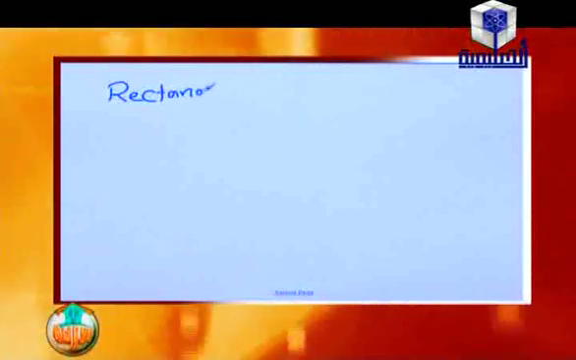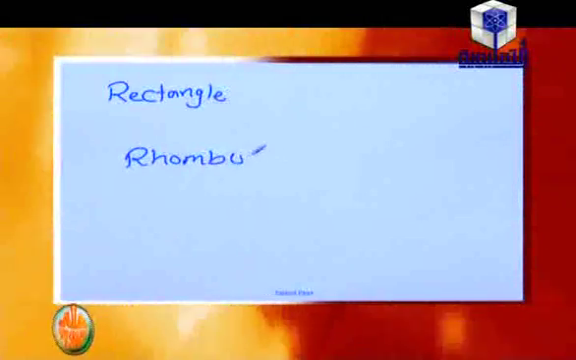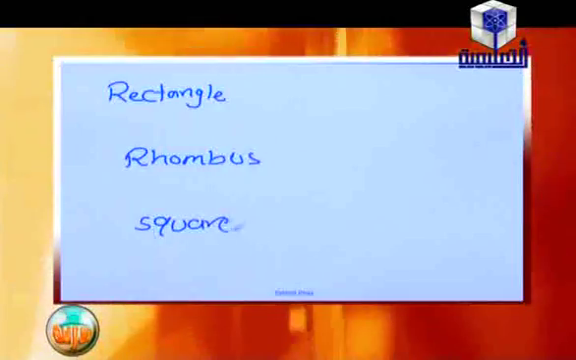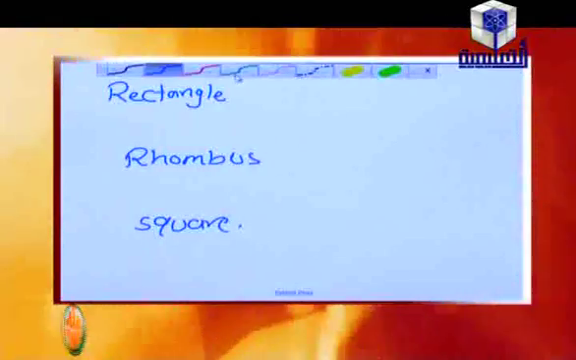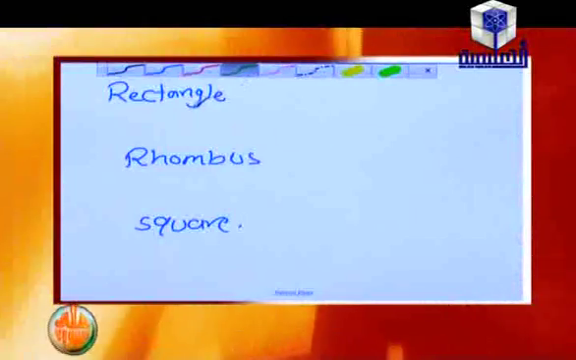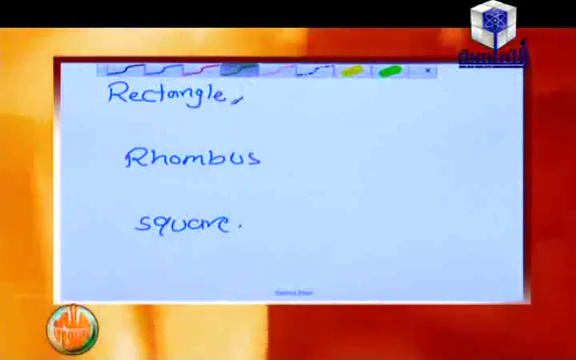We have three basic figures: rectangle, rhombus, and square. The first figure is the rectangle, the second is the rhombus, and the third one is the square. The first one, rectangle. What is the meaning of the rectangle? It's a parallelogram with one right angle.